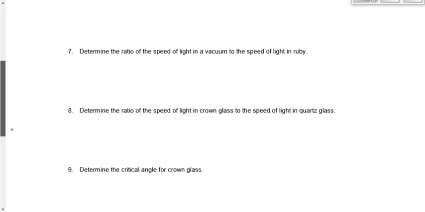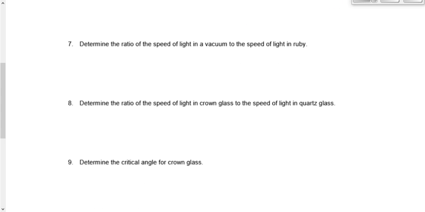All right, let's take a look at number 7 now. Determine the ratio of the speed of light in a vacuum to the speed of light in ruby. Did anybody catch a lightning fast answer to this question? Did anybody think, oh wait, the answer is 1.54 right away? Right away. Yes, a couple of people did. Like, how'd you catch that?